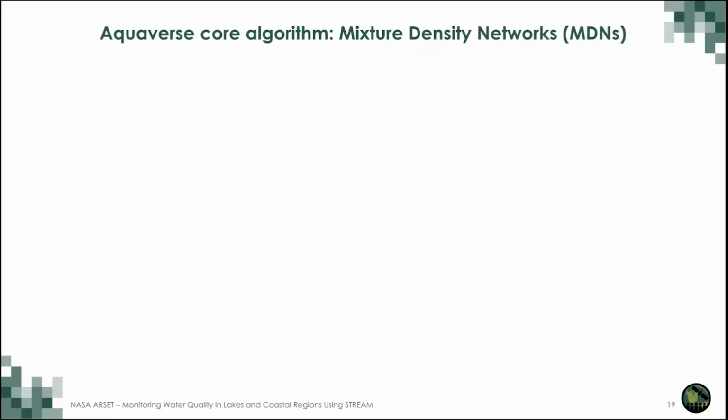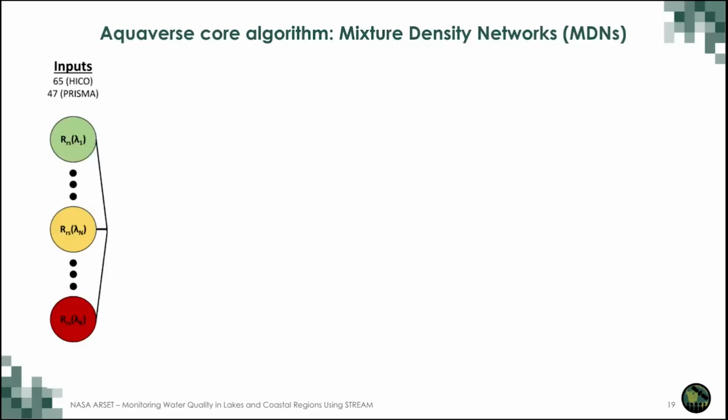Okay, so we have this large globally distributed data set. We know we want to use a machine learning model to be able to represent and retrieve estimates in globally distributed inland and coastal waters. So we have to choose a machine learning algorithm. Well, the algorithm that our group chose was termed mixture density networks, and I'll quickly go over that algorithm here.